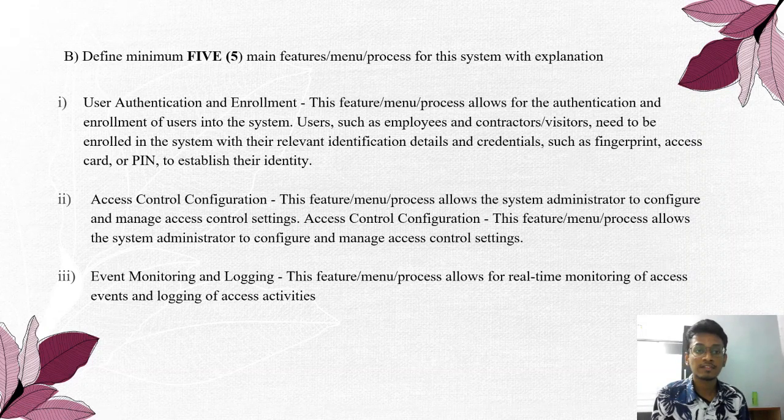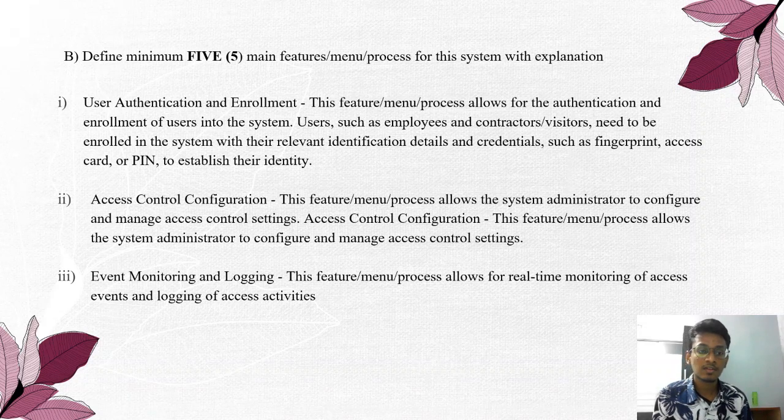So number two is access control configuration. This feature, menu or process allows the system administrator to configure and manage access control settings. This will make the administrator's work very easy, so that he does not need to go to the system every time and check one by one who entered the place. So this will be easier and save the administrator's time as well.